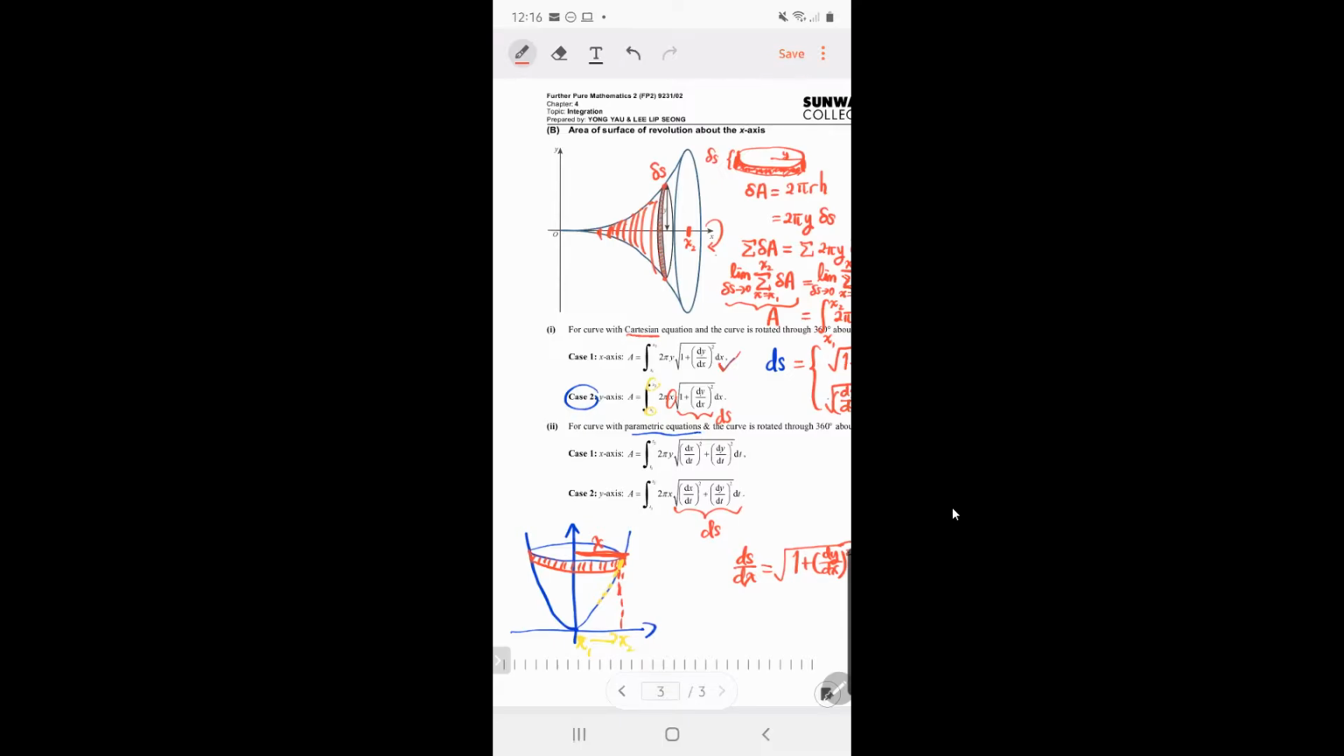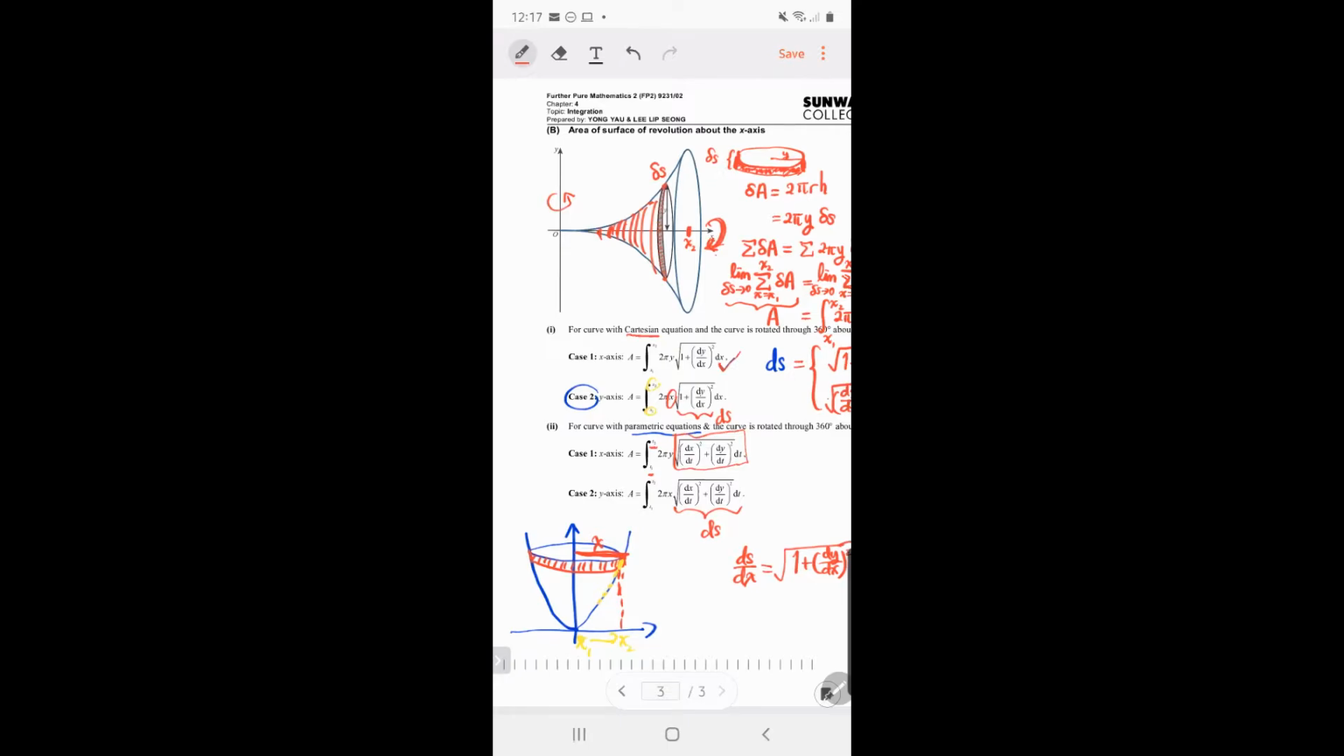Then for the second type of equation given, parametric equation, you integrate 2 pi y, then square root of the dx dt in the bracket squared plus dy dt in the bracket squared. So in this case, you integrate with respect to dt, and the limit would be in terms of t, right? So you use the t limits, t1 and t2. Okay, so that would give you the two situations. Now, this is talking about the area of surface of revolution about the x-axis. That means it's rotating this way. All right. Now, what happens when the curve is rotating about the y-axis?